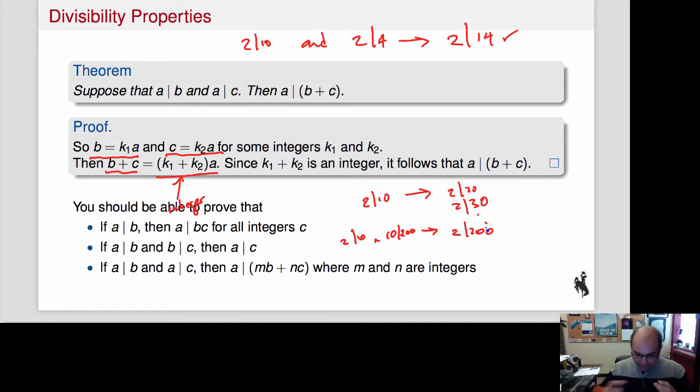And finally, if a divides b and a divides c, then a divides m times b plus n times c, where m and n are any integers. You can actually prove this from the theorem that we have here, together with the one where you can multiply something by any constant, or you could prove it from scratch. But all of these are nice little theorems about divisibility.